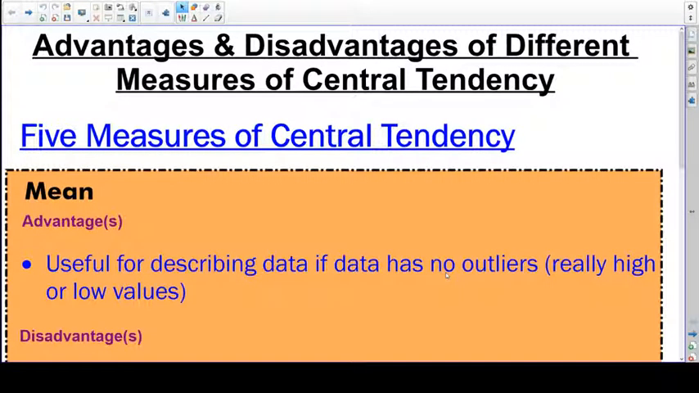Hey grade 12s, today we're going to take a look at the advantages and disadvantages of the different measures of central tendency. So we've already talked about mean, median, mode, weighted mean, trimmed mean, and we're going to take a look at in which situations each is useful, and in which situations they may or may not be useful. So let's take a look at what we've looked at and the relative merits.